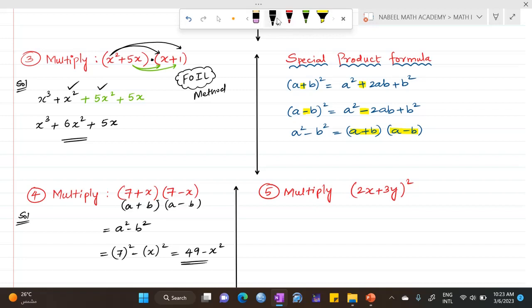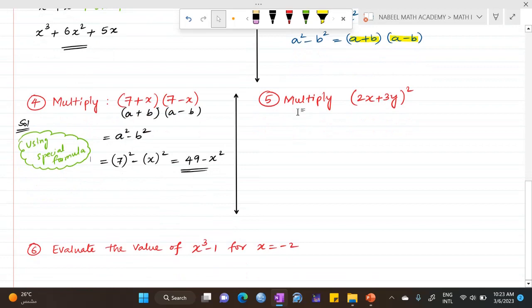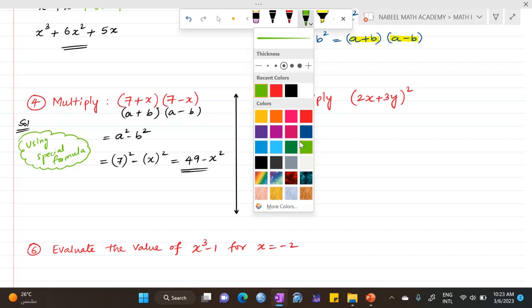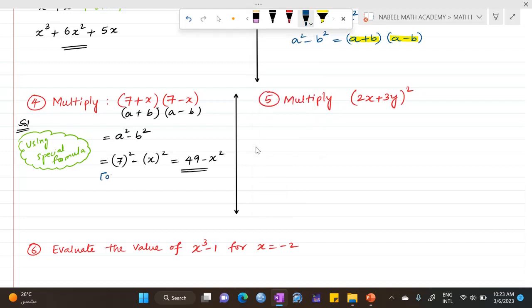So by using the special formula, we are multiplying this part. If you multiply by the regular method, it will give the same answer. Suppose I do it in the regular way, if I multiply directly, you will get 7 plus x, 7 minus x. Take the multiply.